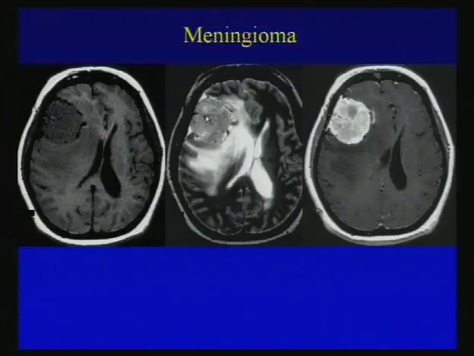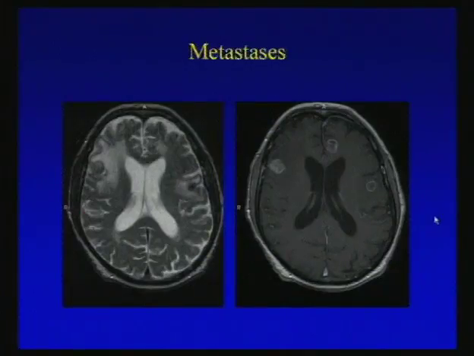On the T2-weighted images, we see intermediate signal intensity. There's a significant amount of edema and compression. And on post-contrast, we see fairly homogeneous enhancement with a dural tail. So this was a patient with a meningioma with a new onset seizure.